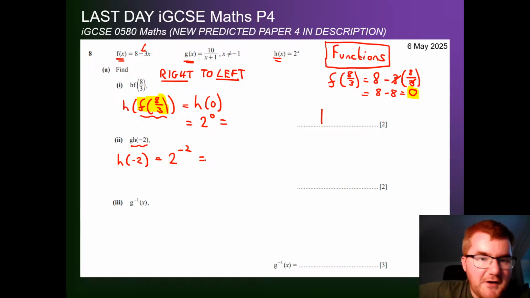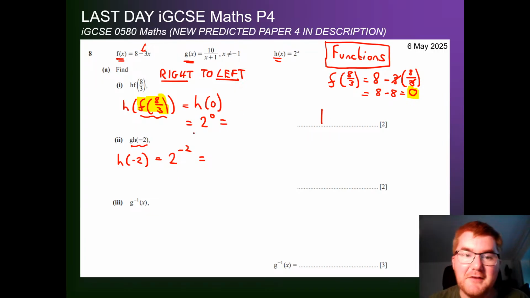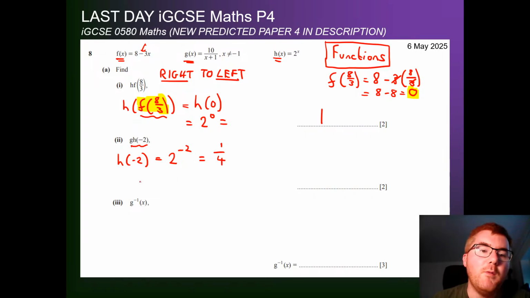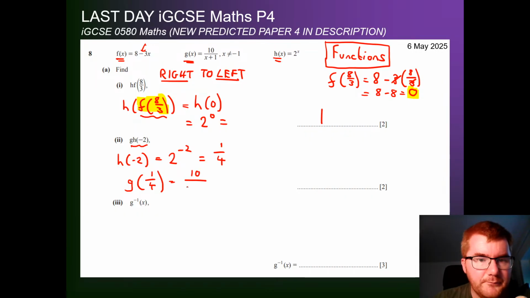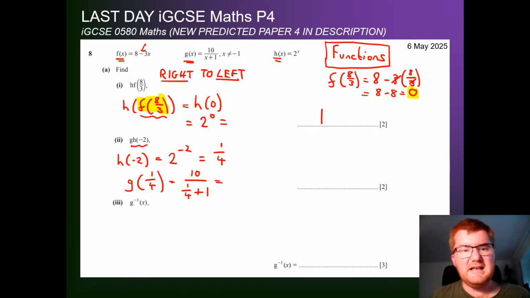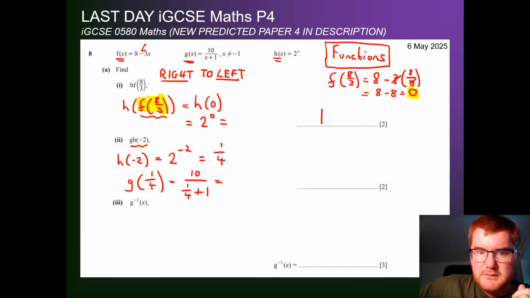What's it going to be? 1 over 4, very nice, 1 over 4. Now the 1 over 4 comes in. And now we work out g of 1 over 4, which gets a bit trickier here, because we get 10 over 1/4 plus 1, which looks kind of ugly. You look at that and go, oh, 10 divided by 1/4 plus 1.